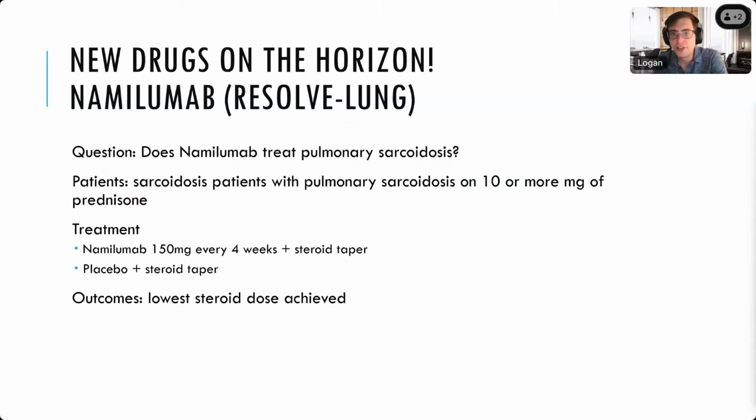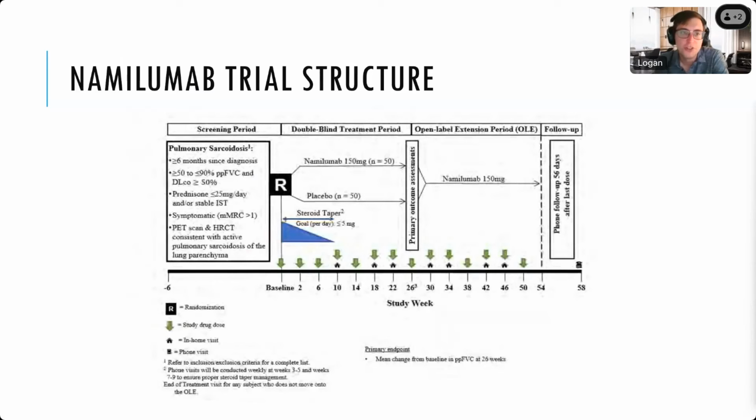The final trial that I'm going to talk about is namilumab. This is also a drug where the goal is to show whether we are able to help patients with pulmonary sarcoidosis lower their steroid dose over the course of a year. The trial is very similar to the efzofitimod trial. One thing that I like about this trial is all patients in the trial will get to have the drug.